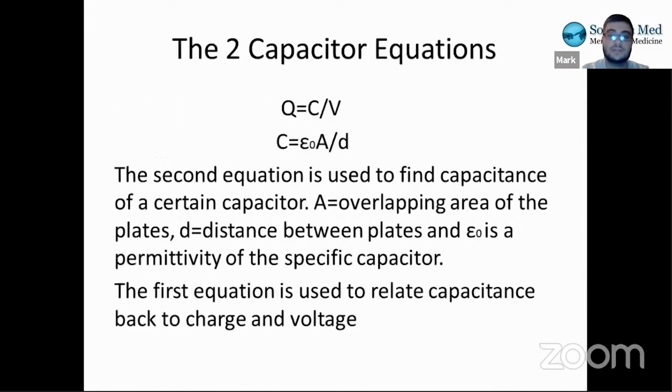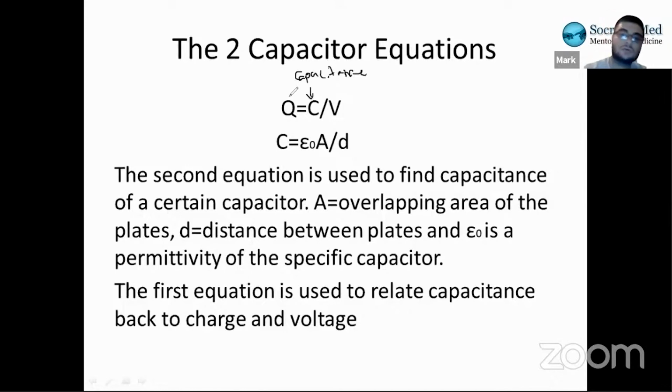The 2 important capacitor equations are these two. Q equals C times V, and C is capacitance, right? That's the measure of a capacitor, just like resistance is the measure of a resistor. Capacitance is the measure of a capacitor. Q is charge, and V is voltage. This is how you would relate capacitance back to charge and voltage, right?